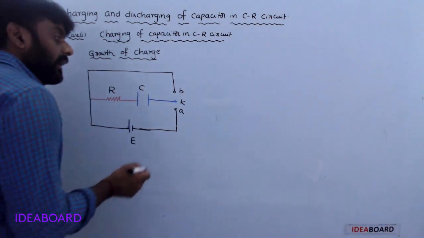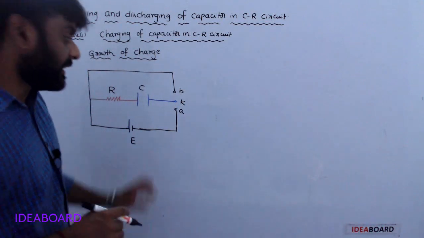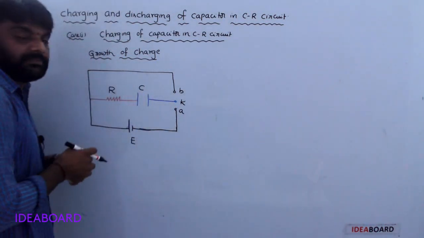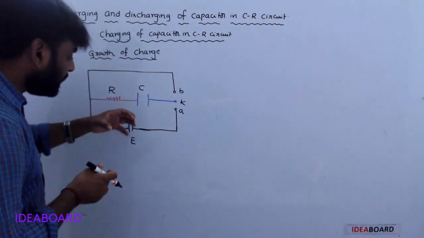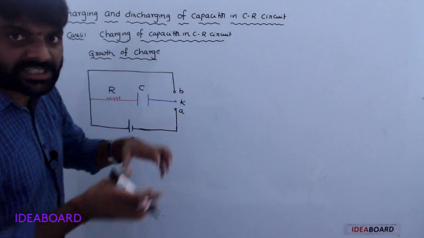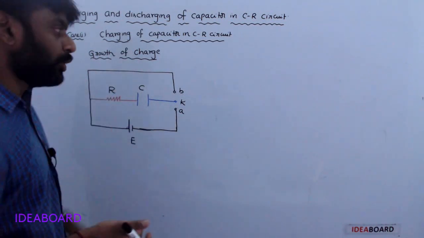Now, if K and A are connected, that means the capacitor is charged. Here, the capacitor is taking the charge. That is the charging. That is growth of charge.